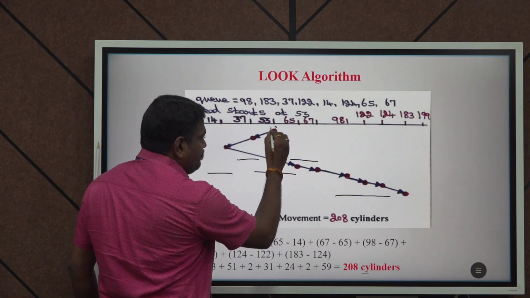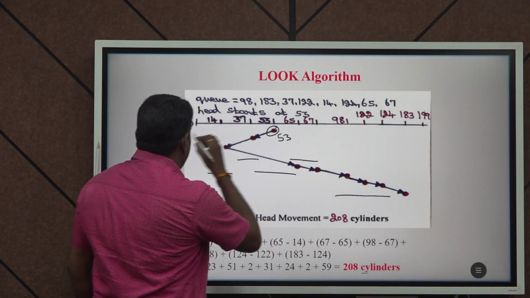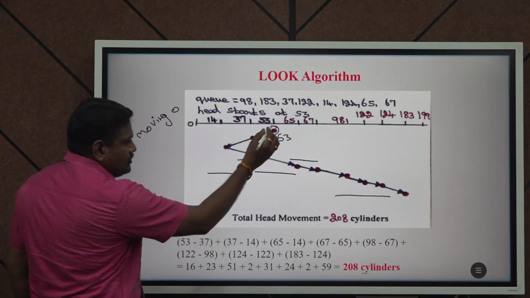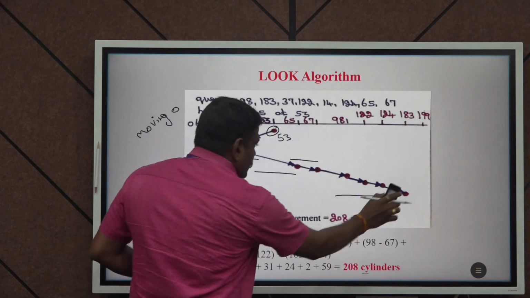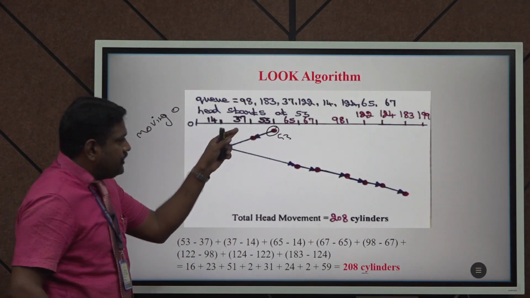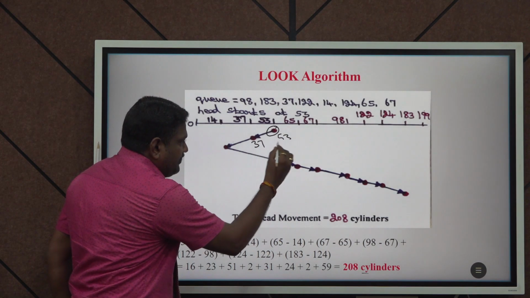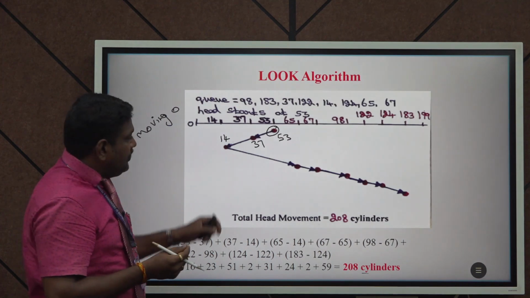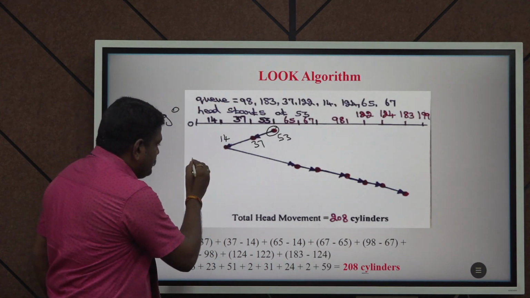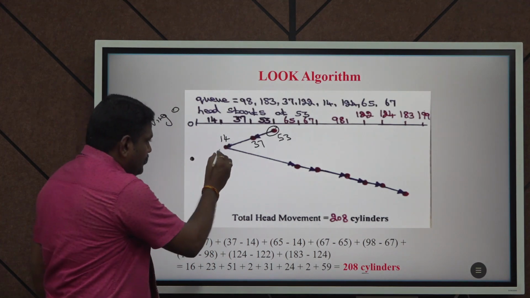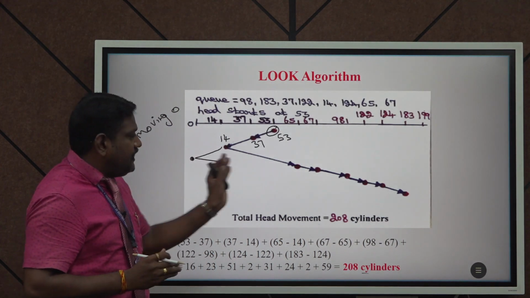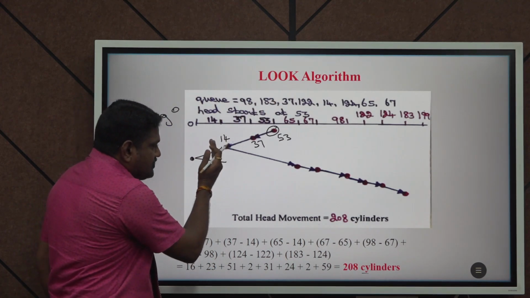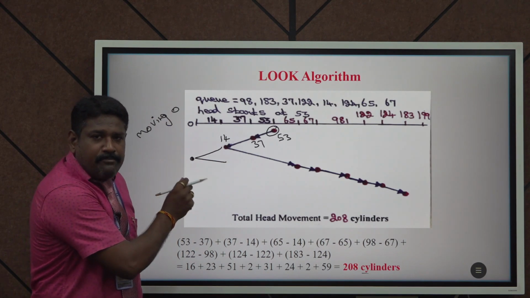Again, the initial head position is at 53 and we are moving towards 0, that means towards the left side direction. While moving towards the left side, we have to process the requests. The first request is at 37 and the next request is at 14. But in the scan algorithm, we reached the end value 0. After reaching 0 only, we moved towards the right side. But in the LOOK algorithm, which is an extension of scan, we have to stop at the last request on the left hand side.